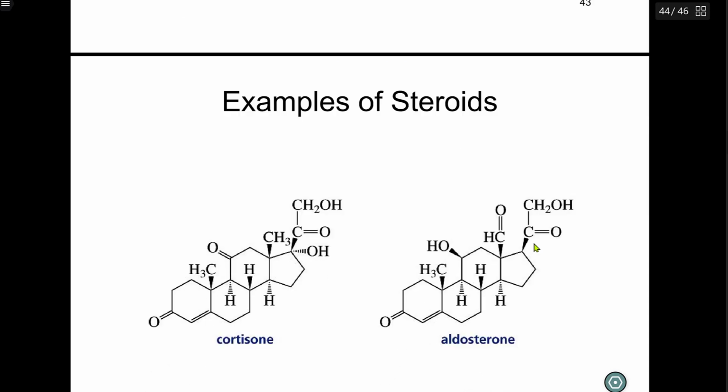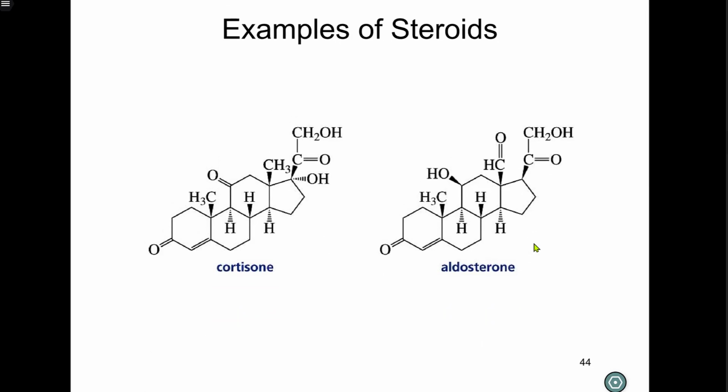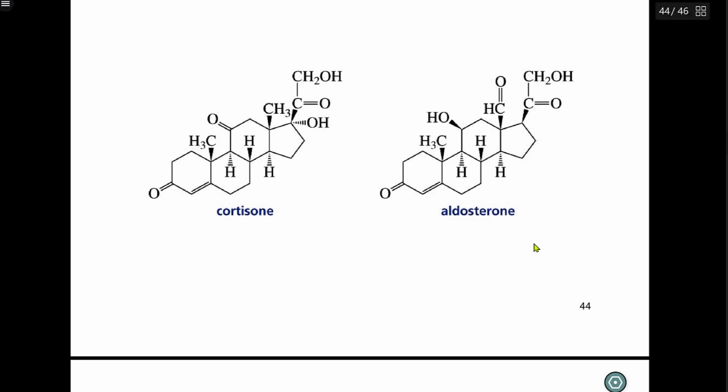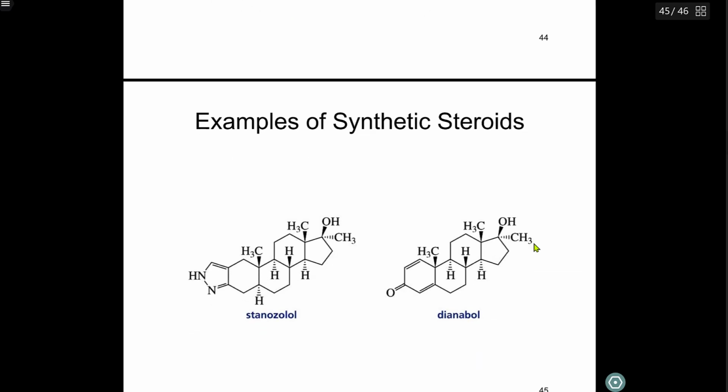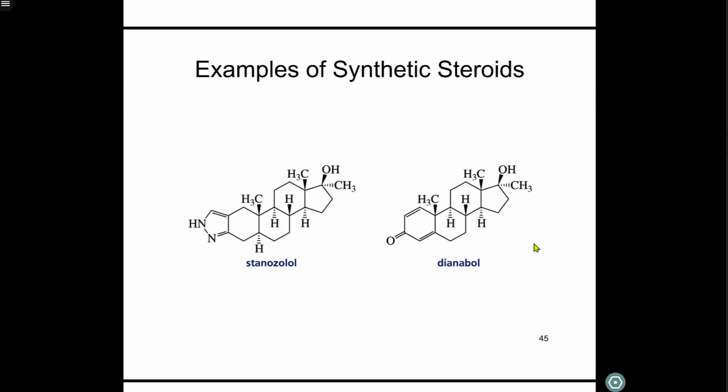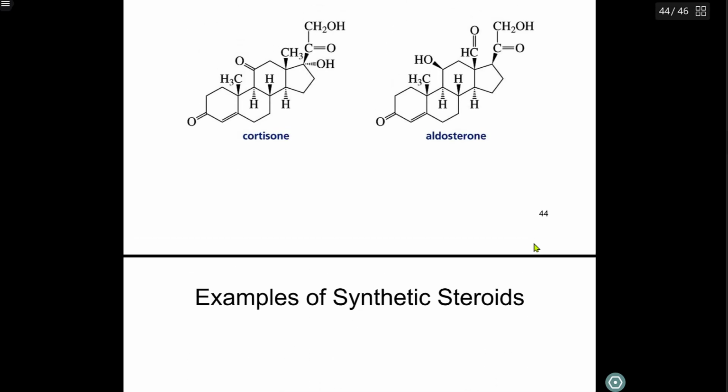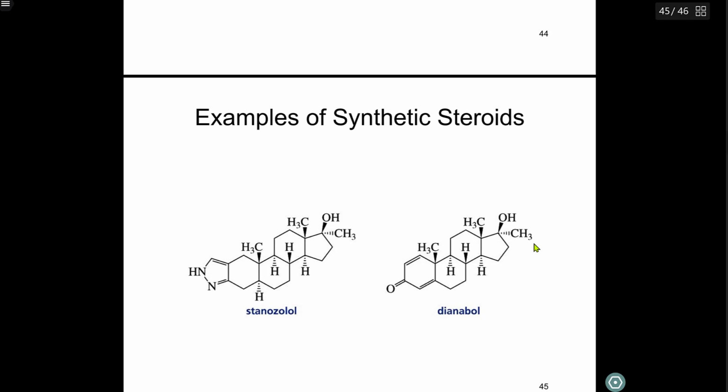And then there's a lot of naturally occurring steroids, cortisone and aldosterone. A lot of these have very different kinds of behaviors. They control minerals like potassium, but they also help with healing and cell growth and things like that. And then there's also synthetic steroids, and really the thing about synthetic steroids is they're designed to mimic the shape of steroids like cortisone or aldosterone.